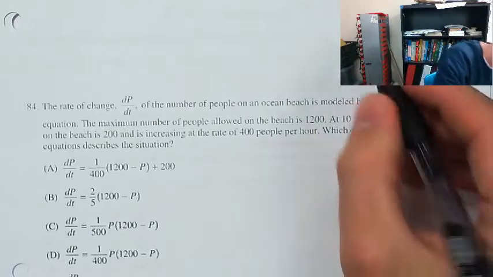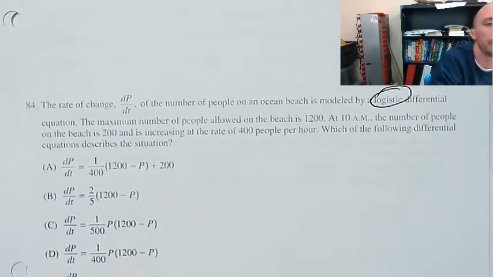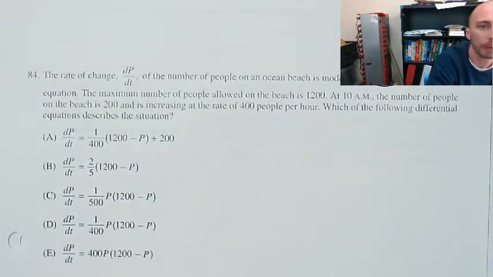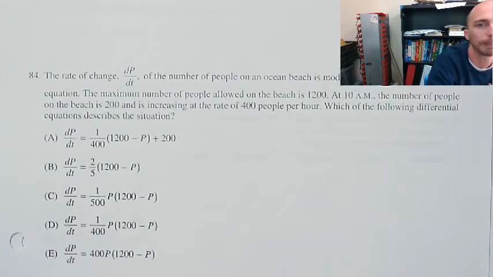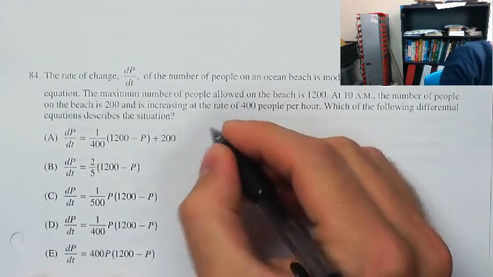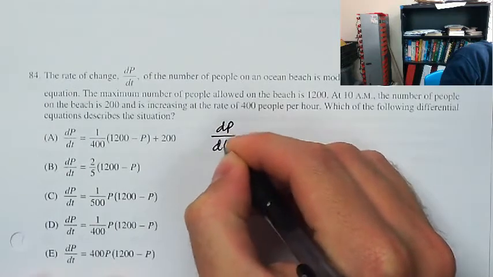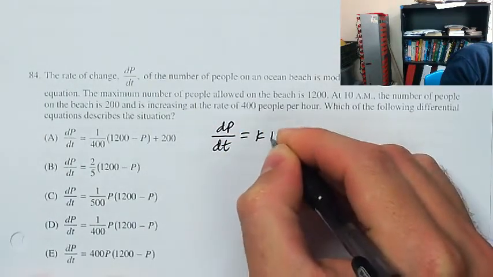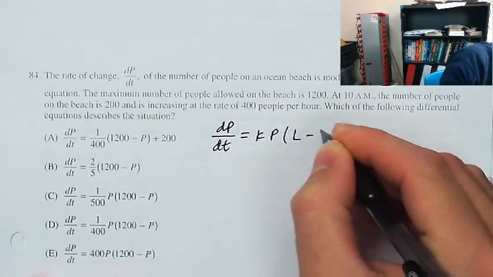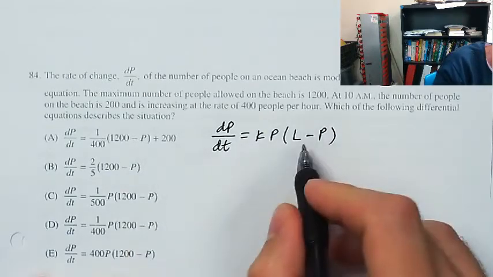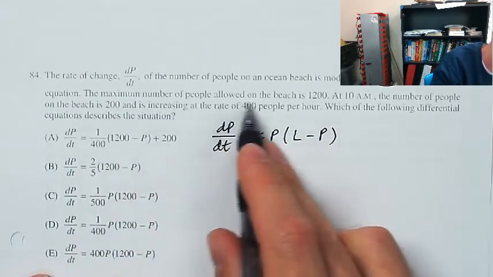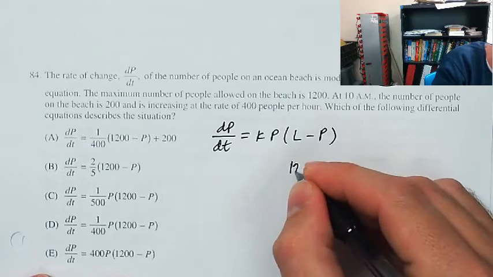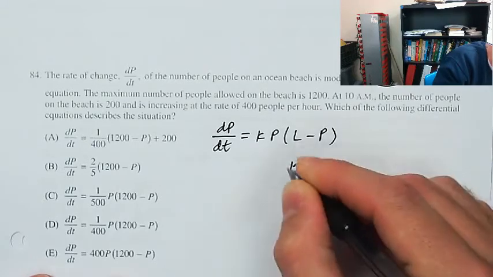All right, here we've got a logistic differential equation scenario. So you need to activate all of those trivia facts that you know, right? Like basically, maximum growth rate happens at half the carrying capacity. The form of the differential equation, I think, is what we actually need this time. So what we need here is dP/dt is a number times population times carrying capacity minus population. Okay, maximum number of people allowed on the beach is 1,200, so I'm going to plug in for L.